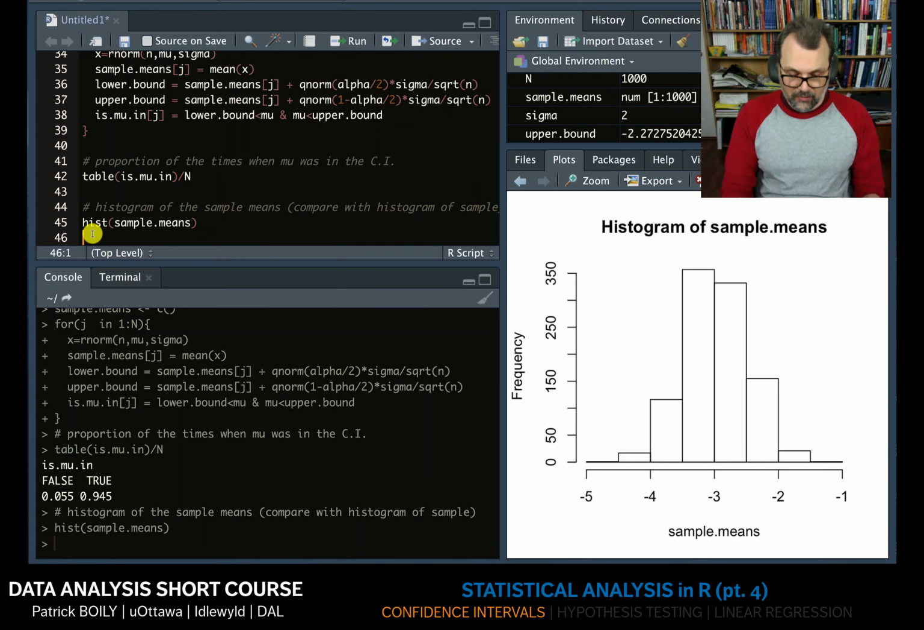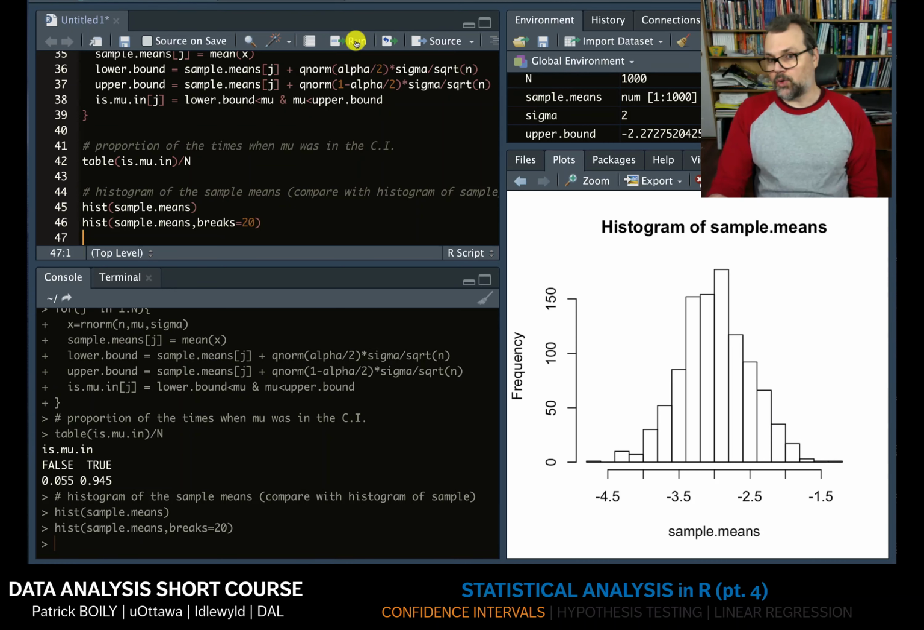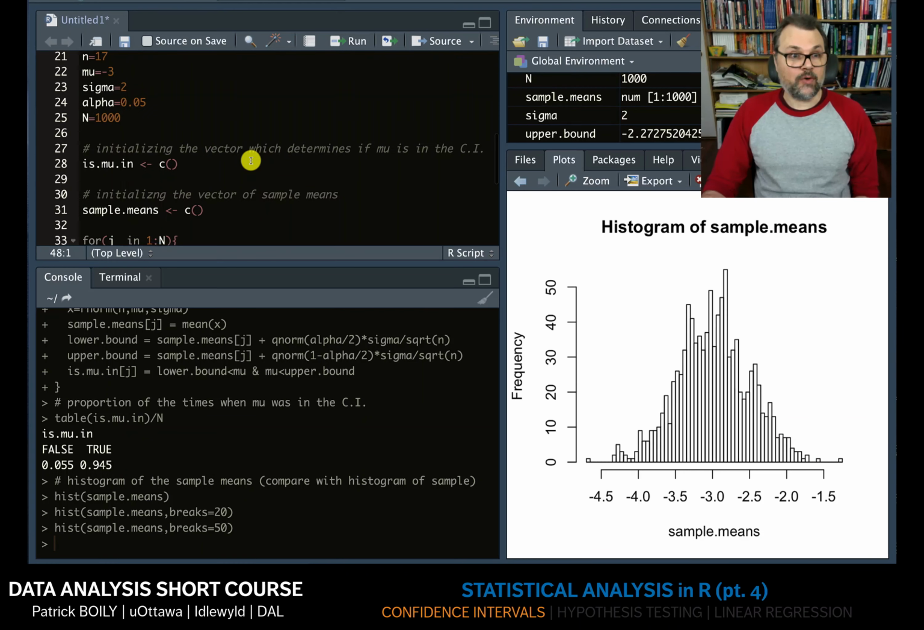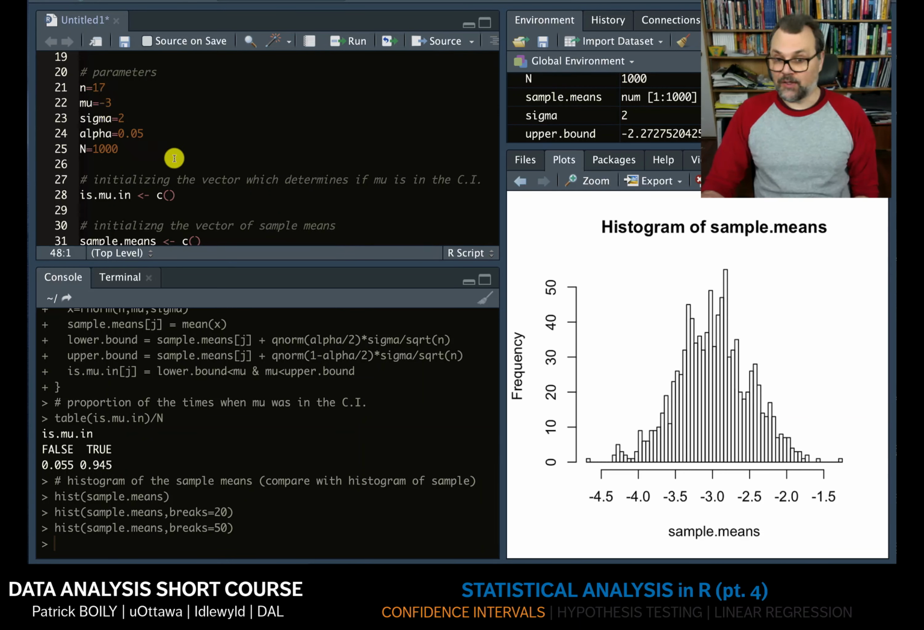In fact, I could probably get a curve that looks even more like a normal distribution by increasing the number of breaks. Now, what would you expect to see if you changed n, alpha, or capital N, the number of iterations? Well, you have a chance. You can go and play with these parameter values here and see what differences this provides, both on the histogram, and on the number of times you fall within the confidence interval.